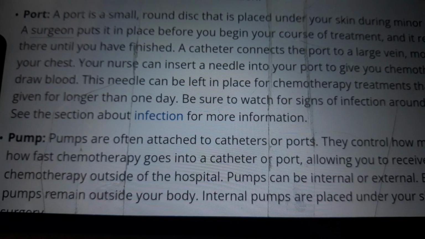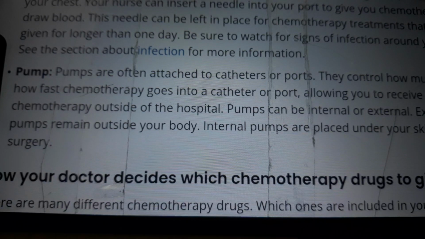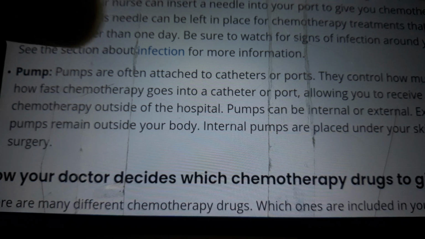A port may also be used, and a pump. A port is a small round disc that is placed under your skin. During minor surgery, a surgeon puts it in place before you begin your course of treatment. It remains there until you have finished. A catheter connects the port to a large vein, most often in your chest. Your nurse can insert a needle into your port to give you chemotherapy or draw blood. This needle can be left in place for chemotherapy treatments that are given for longer than 1 day. Be sure to watch for signs of infection around your port. See the section about infection for more information.